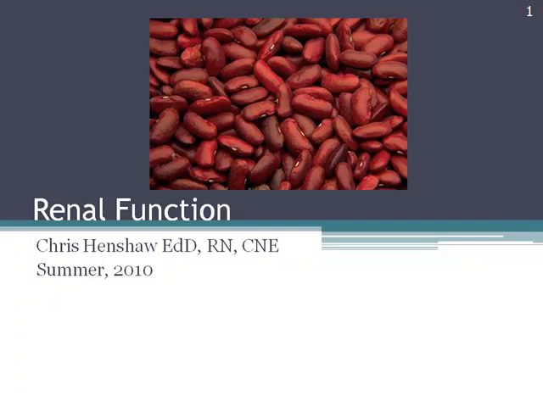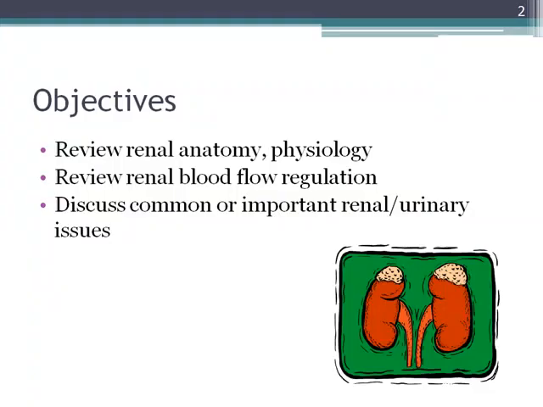In this section, we're going to talk about a variety of renal disorders. So our objectives are to review renal anatomy and physiology, look at renal blood flow regulation, and then discuss some common renal abnormalities that happen.